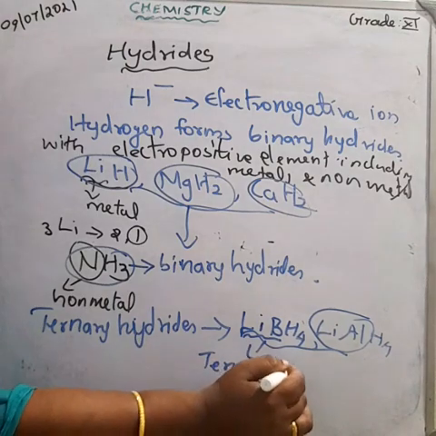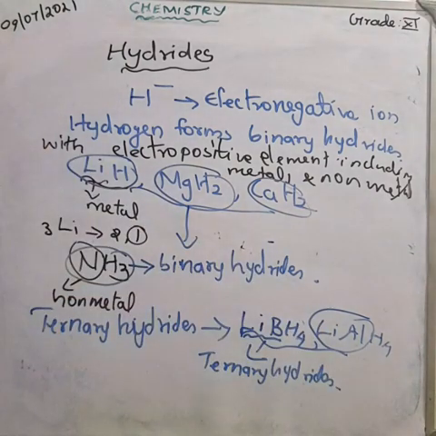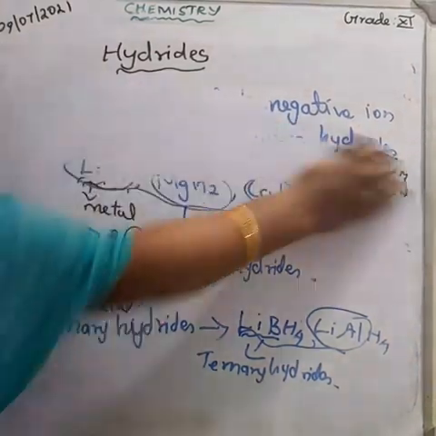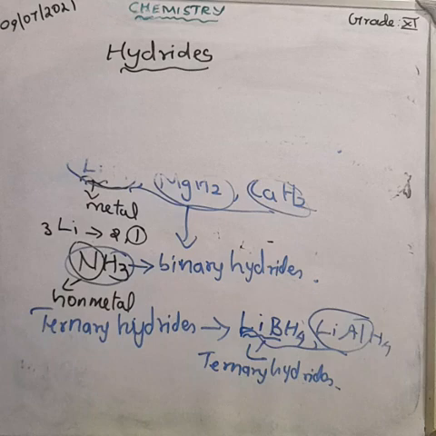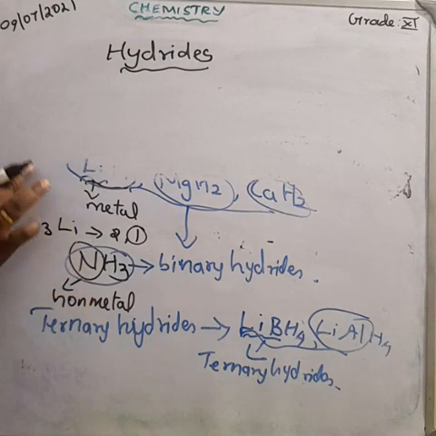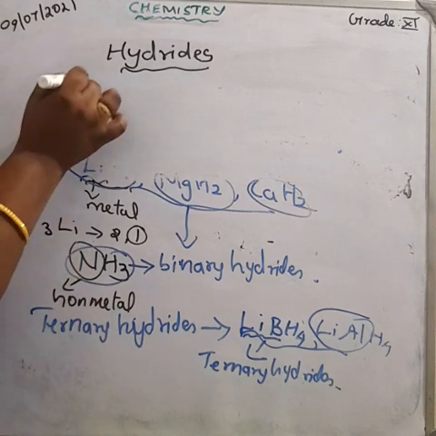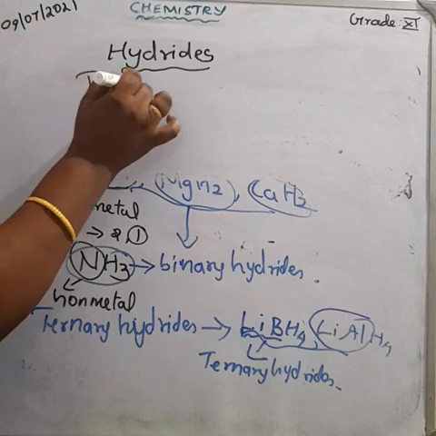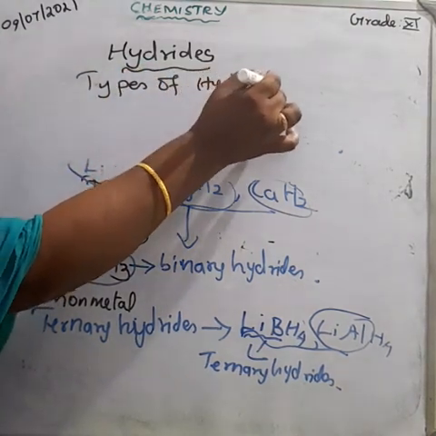Understand? So these hydrides, now we're going to study the types of hydrides. The hydrogen atom can form binary hydrides with many electropositive elements, including metals and non-metals, and it can also form ternary hydrides with two metals. Okay, and then we are going to study the classification of hydrides. What is the classification of hydrides?